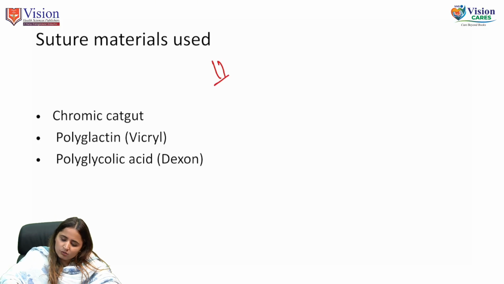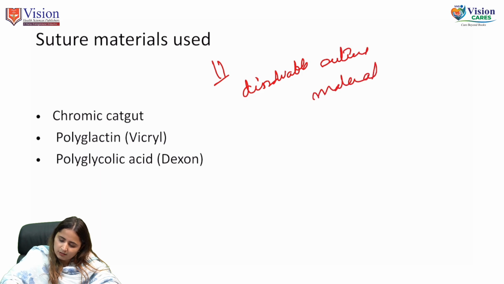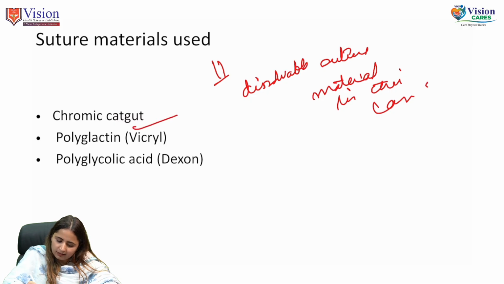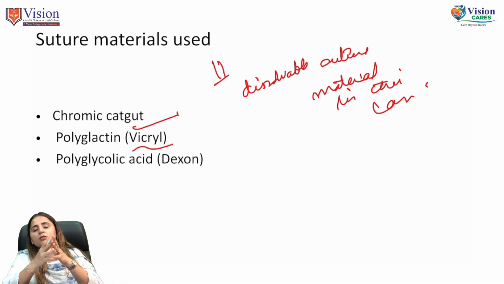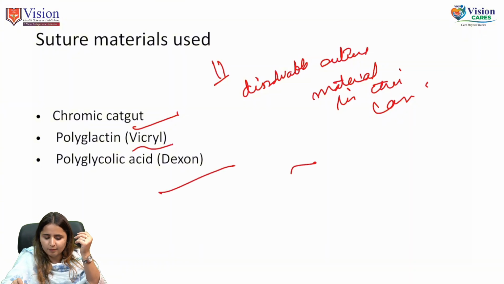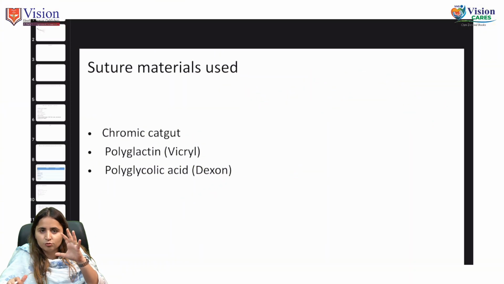And the suture material which we basically use is a dissolvable suture material. Most commonly we use chromic catgut, or we can use polyglactin or polyglycolic acid. So in this manner we suture this episiotomy.